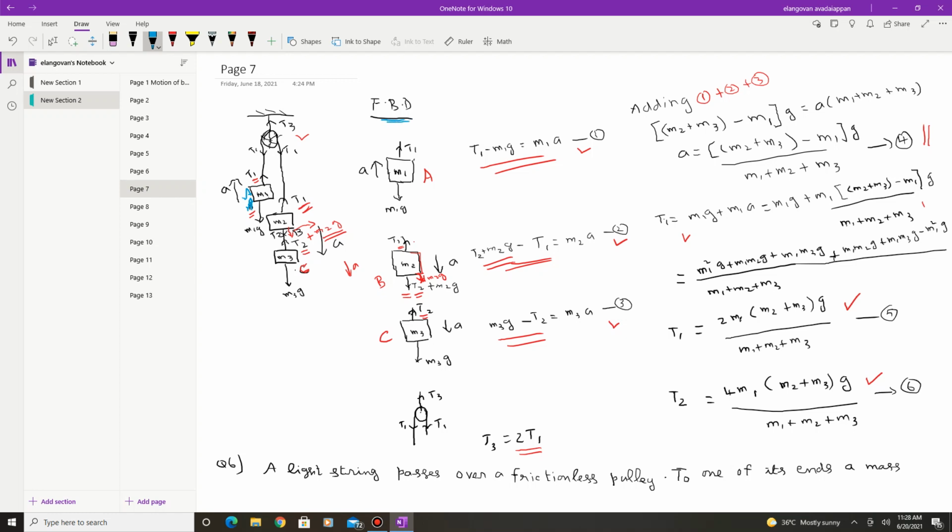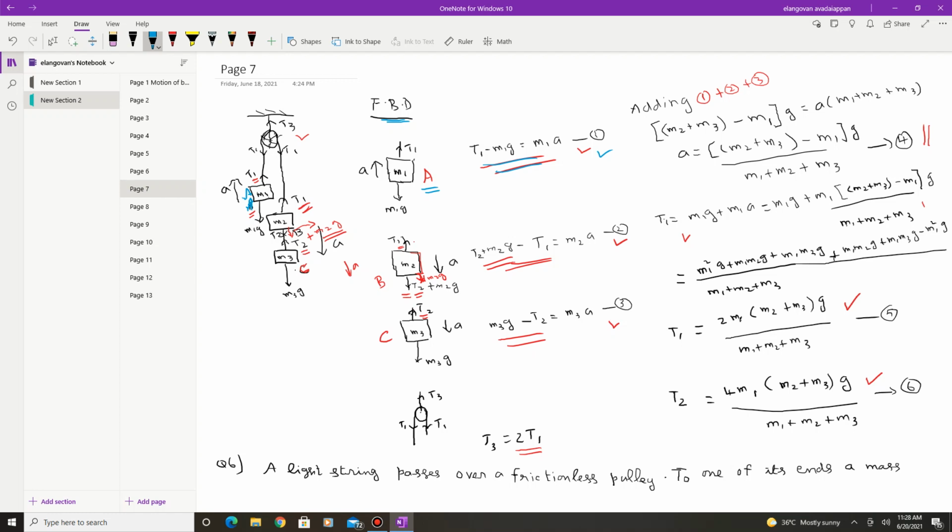Free body diagram is important to solve this problem. So you consider a block A of mass M1. The tension is acting upwards, in the direction mentioned there, and M1g, the force due to gravity, is a downward force acting on it, and the acceleration is upwards. So using this free body diagram, since the body is moving upwards, T1 minus M1g is equal to M1a. So using Newton's second law, you can arrive at equation 1.